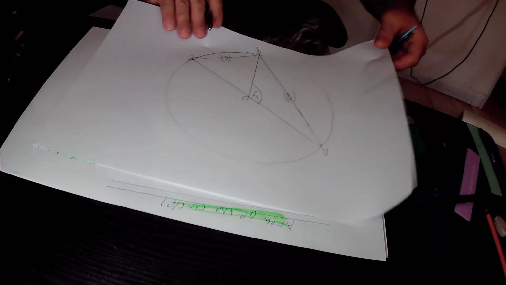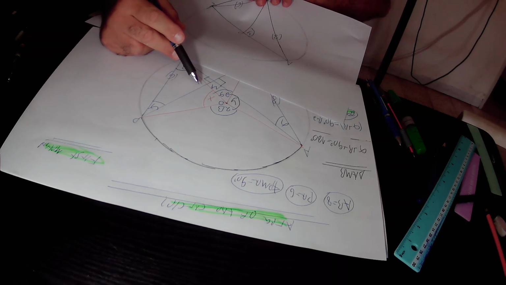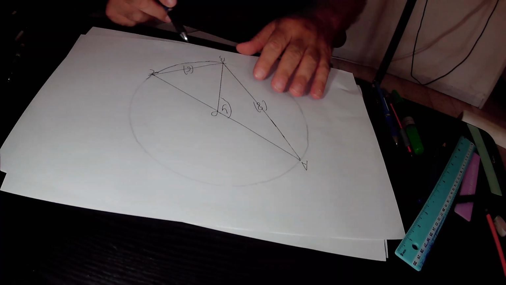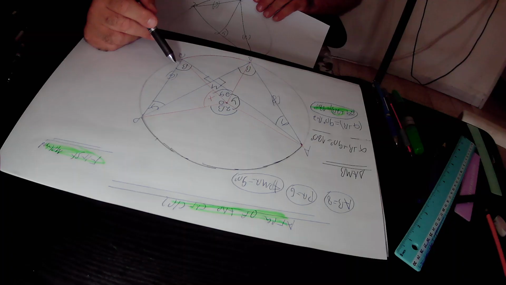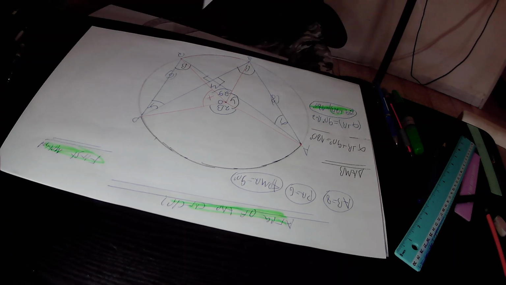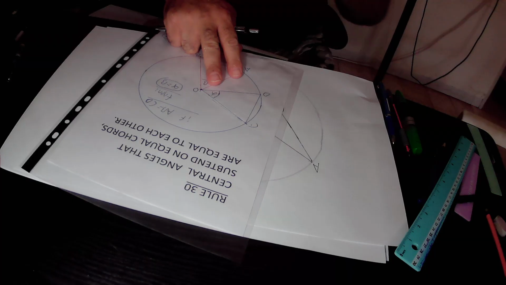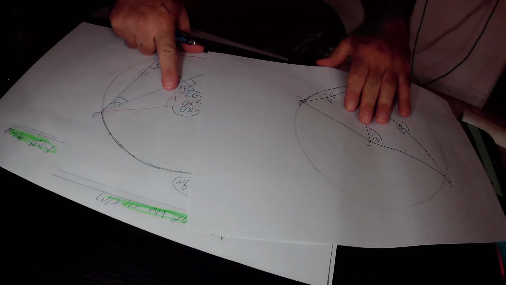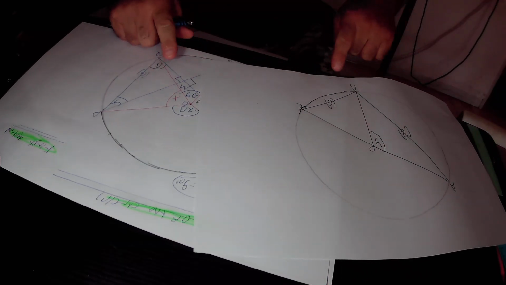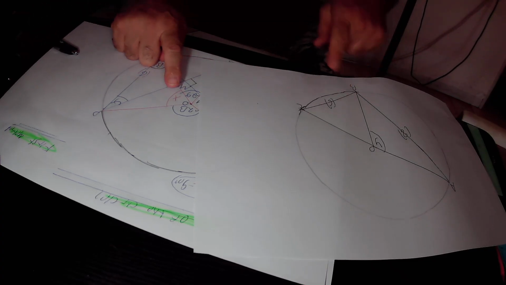And because of the fact that those two center angles both subtend on equal chords, they both subtend on a chord that equals 6 units in its length, they must be equal to each other in their sizes according to rule 30. According to rule 30, center angles that subtend on equal chords are equal to each other in their sizes. The length of the chord is 6. Therefore, they must be equal to each other in their sizes.